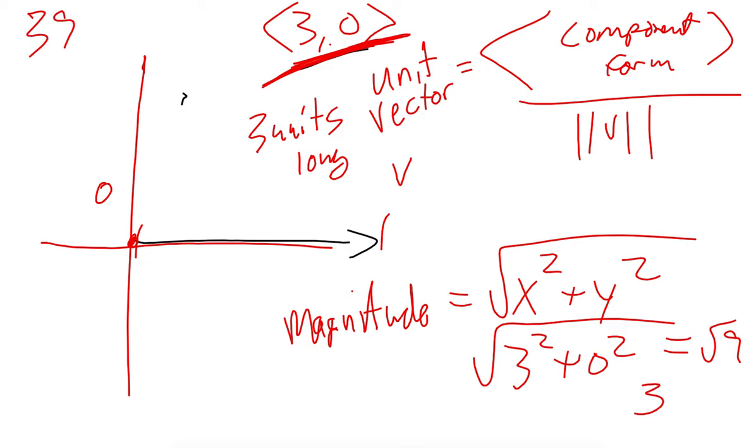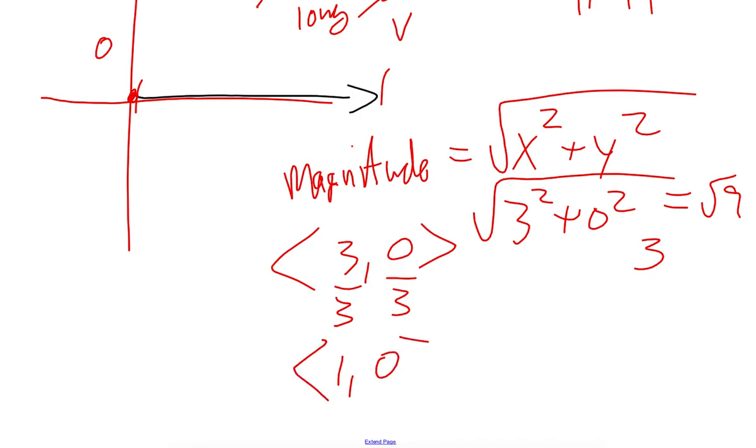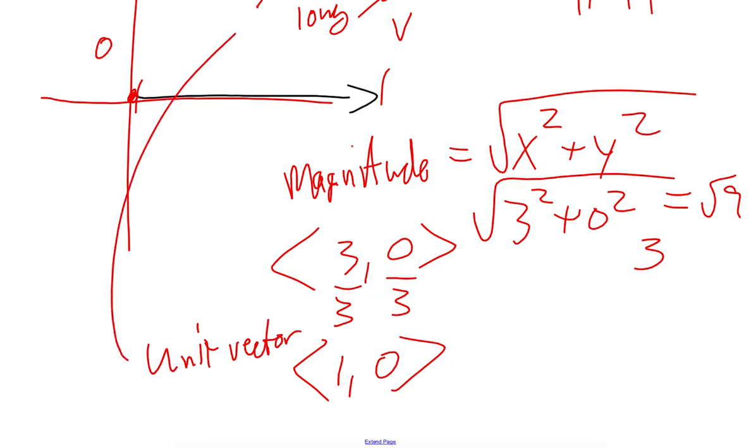Now, we need a vector that's only 1 unit long that goes in the same direction. So the formula is divide this vector by its magnitude. We just found its magnitude to be 3, so divide each component by the magnitude. So 3 divided by 3 is 1, 0 divided by 3 is 0. This is a unit vector in the same direction as the other vector we had. Okay, so here's your answer for this one.